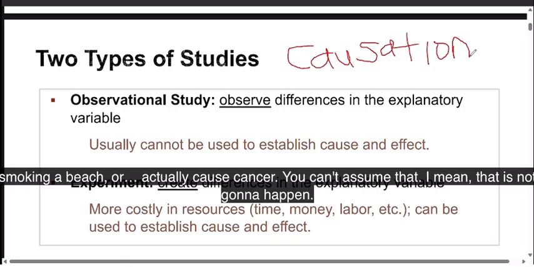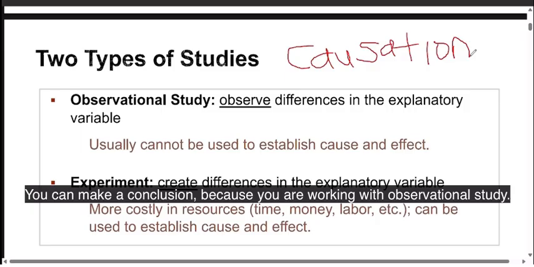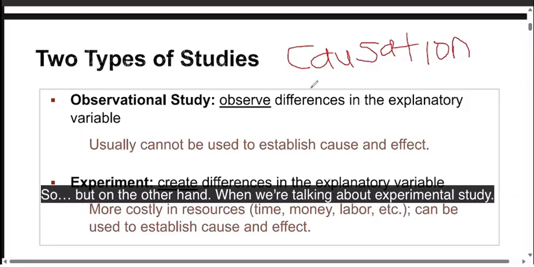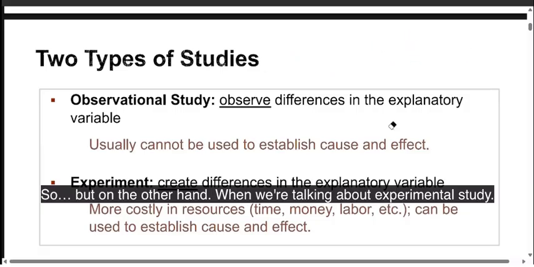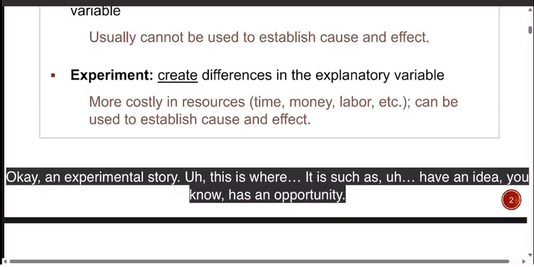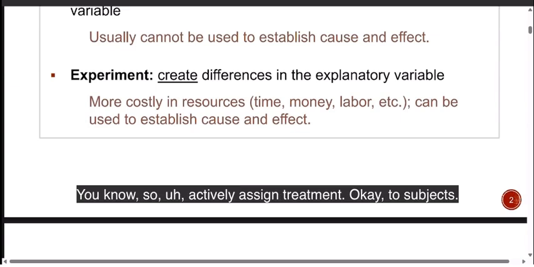You can't assume that. That is not going to happen. You can't make that conclusion because you are working with an observational study. But on the other hand, when we talk about an experimental study, this is where the researchers have an opportunity to actively assign treatment to subjects.